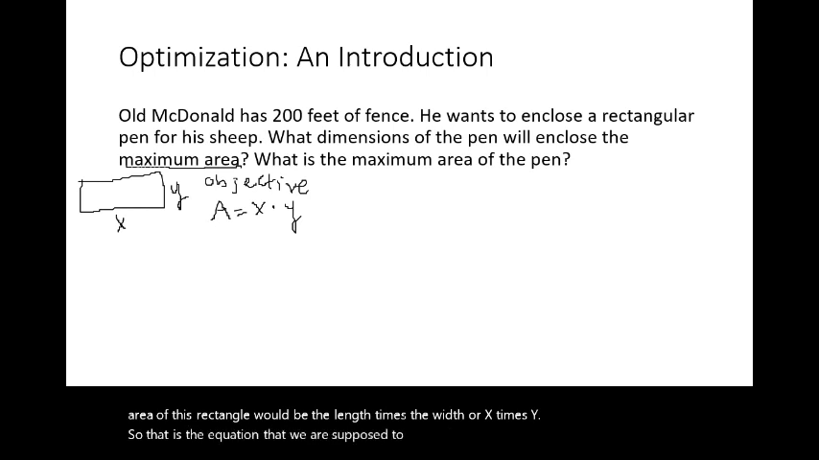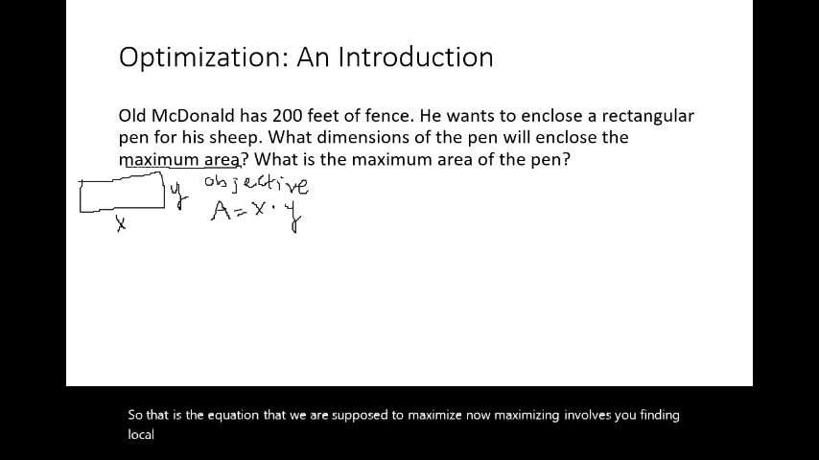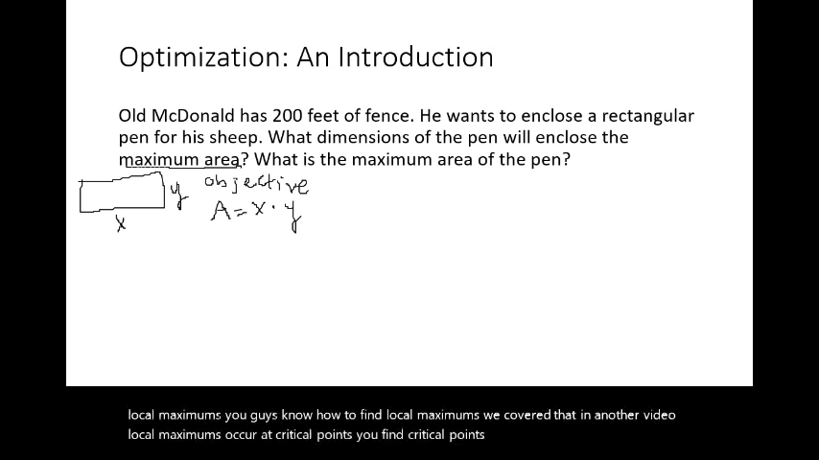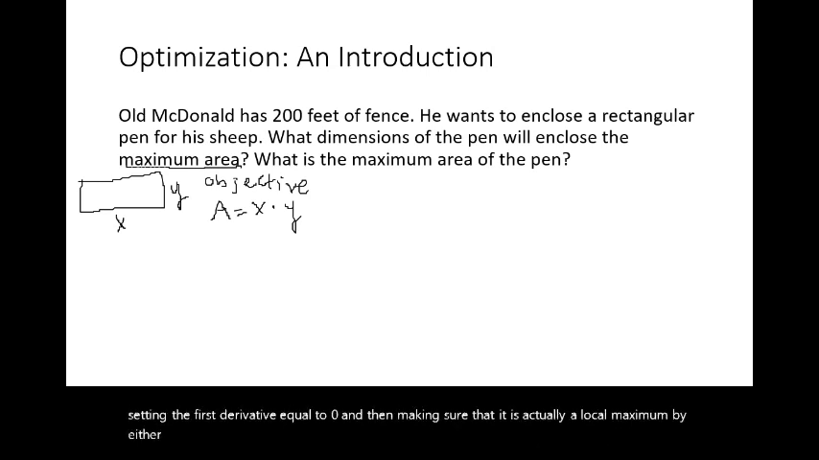Now, maximizing involves you finding local maximums. You guys know how to find local maximums. We covered that in another video. Local maximums occur at critical points. You find critical points by finding the first derivative and setting the first derivative equal to 0, and then making sure that it is actually a local maximum by either first derivative test or second derivative test. So that's basically what we're going to eventually do.